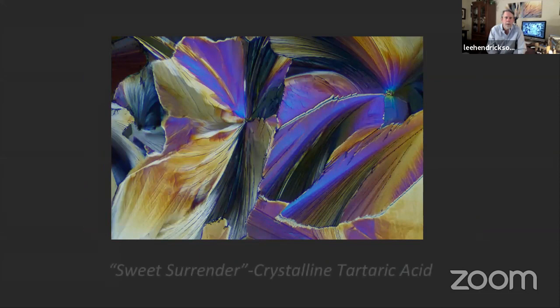Here's another one called Sweet Surrender. This photograph was part of a series in Phoenix Home and Garden magazine this year on amethyst crystals.